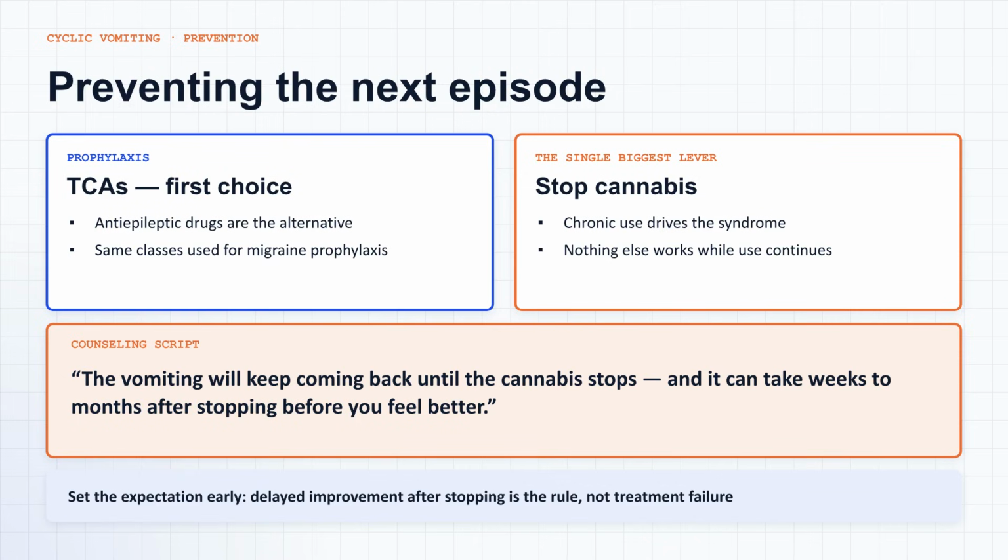Chronic use drives the syndrome, and the relief patients get from hot showers is a clue that points straight at it. Counsel plainly. Tell them the vomiting will keep returning until the cannabis stops. Improvement after stopping can take weeks to months, so set that expectation early. Set a follow-up visit. Relapse is common, and these patients often disappear from clinic.